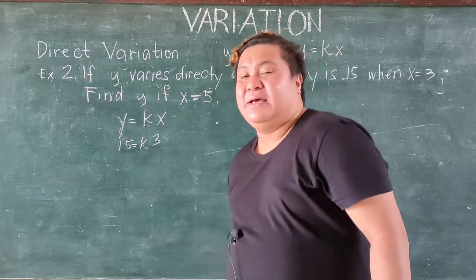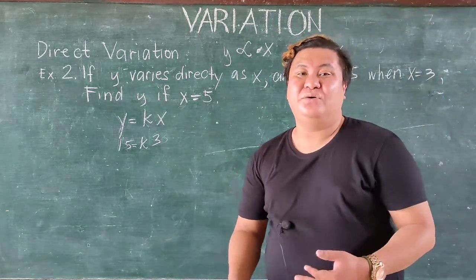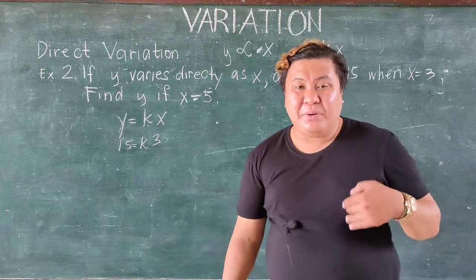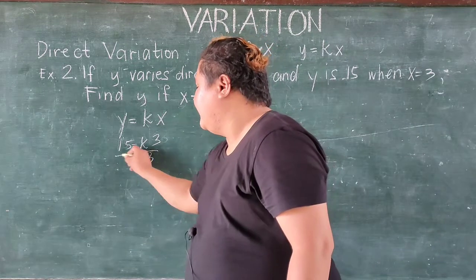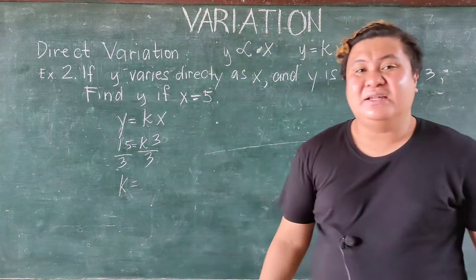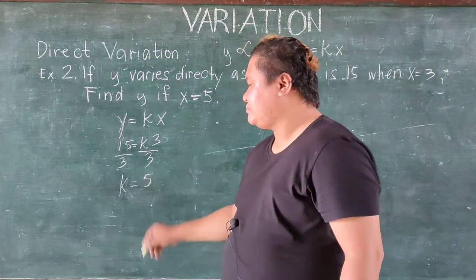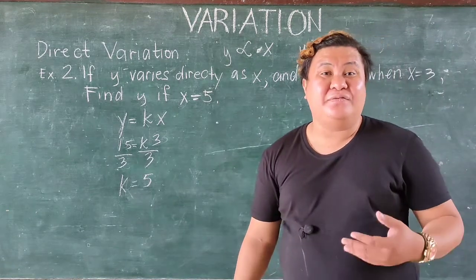So, let's find the value of k. We divide both sides by 3. Divide by 3, divide by 3, your k now is equals to 15 divided by 3, which is 5. So, your constant of variation is now 5.